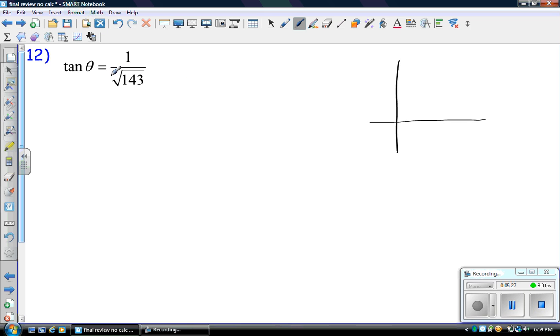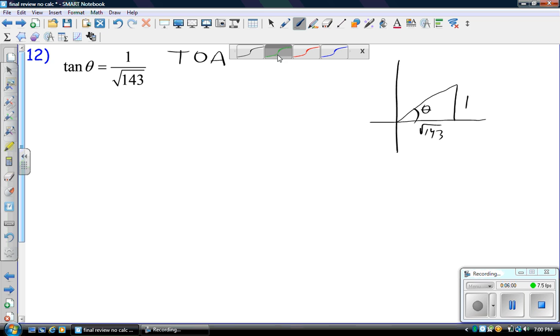Now, again, if you're given a trig function, it's usually a good idea to make a triangle and figure out what's going on. So this would be my angle theta. I don't know what theta is. I don't really care. But I know the tangent of theta is that over that. Remember, tangent, TOA, opposite over adjacent. So the opposite from theta has to be 1. The adjacent has to be root 143.